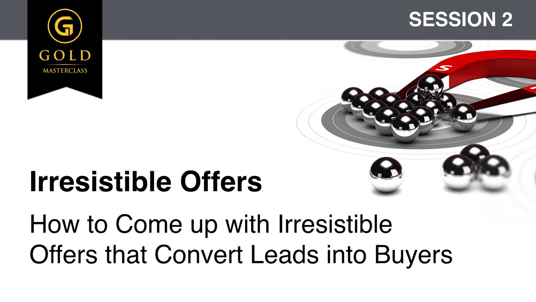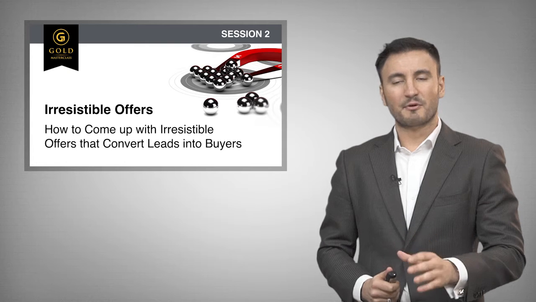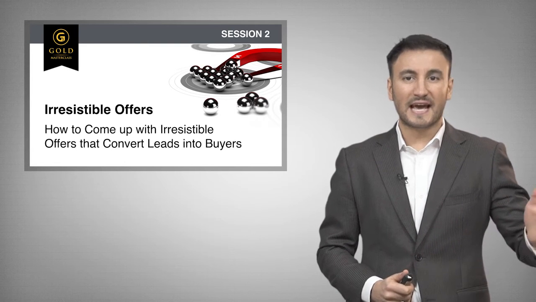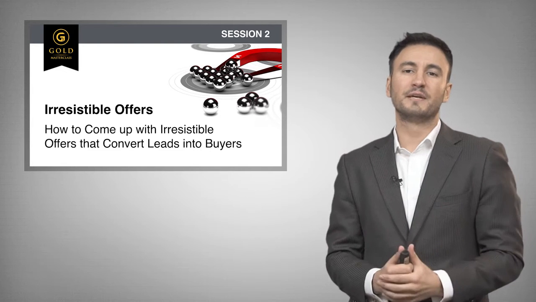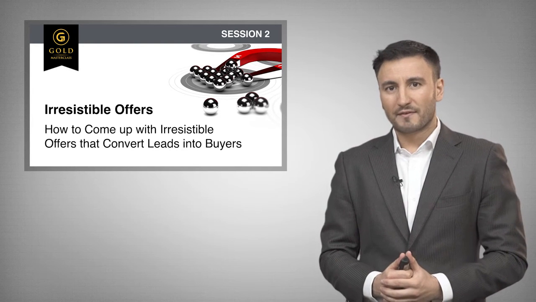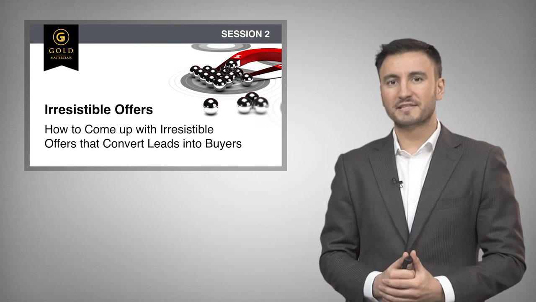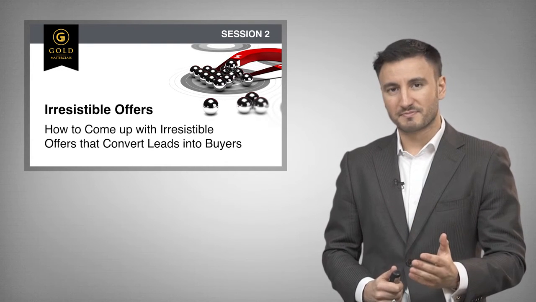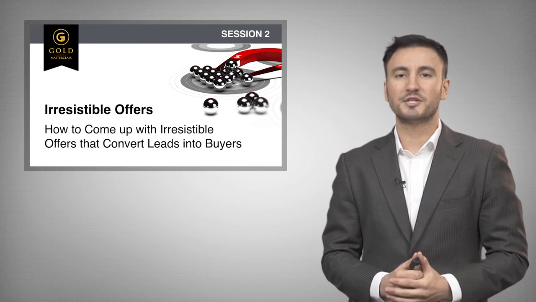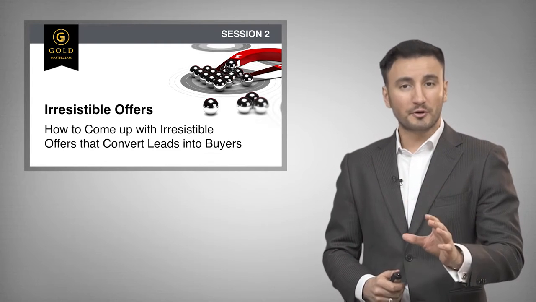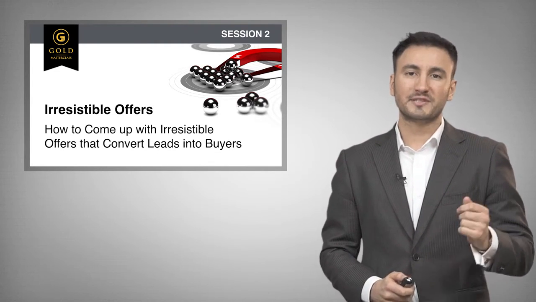In session 2, we're going to look at creating irresistible offers. If you look at companies that go on to make 7 figures and 8 figures and 9 figures and beyond, every single one of them has what's called an irresistible offer. It's the offer they make to their prospects, which turns the prospect into a buyer. So I'm going to share with you how you can turn your current offer into an irresistible one, or even create an irresistible offer completely from scratch.